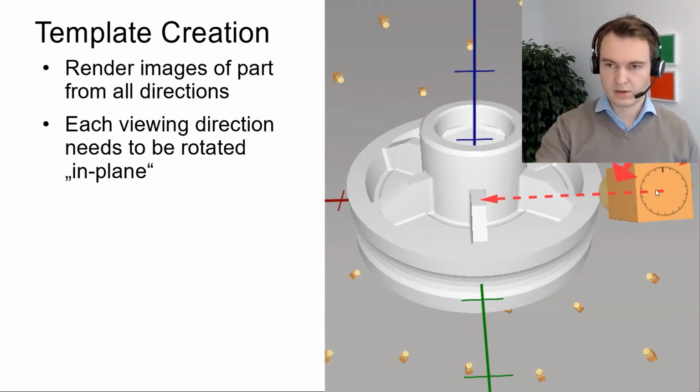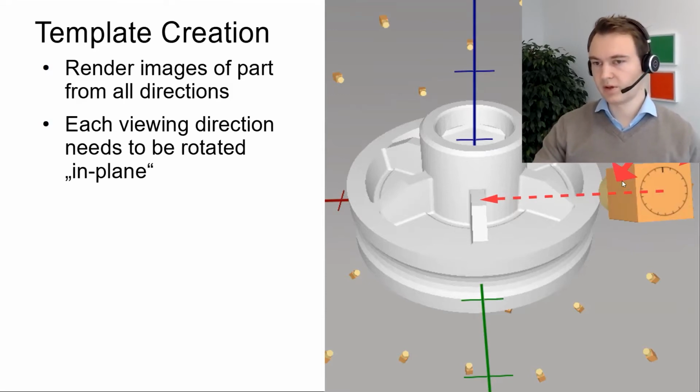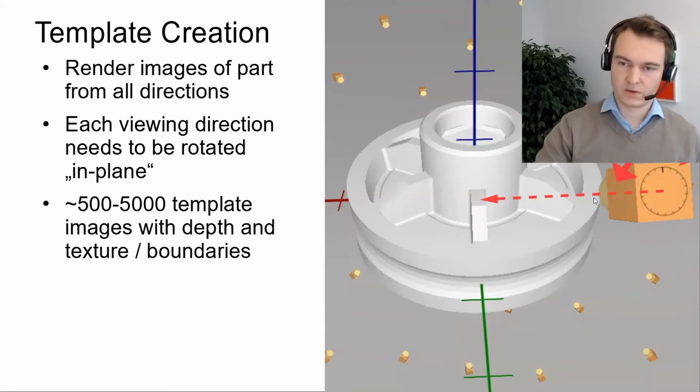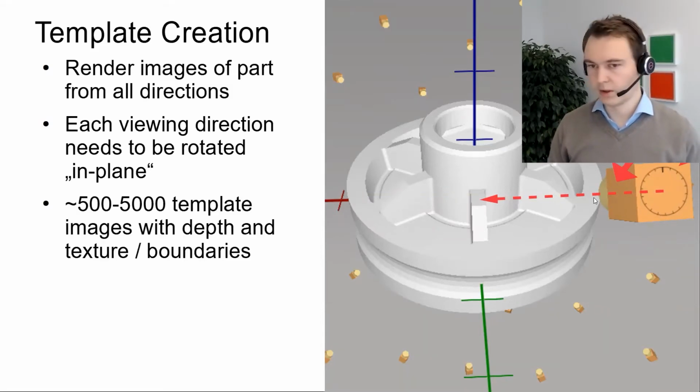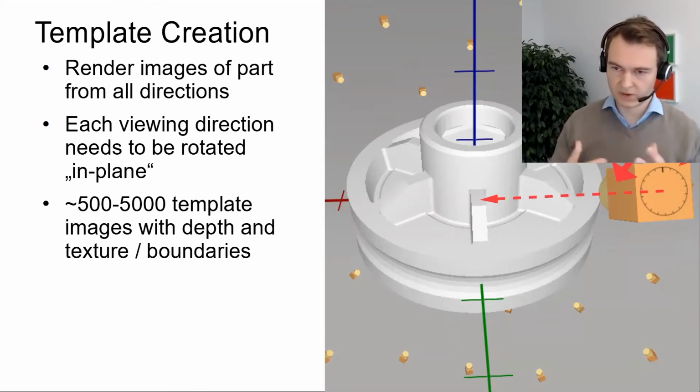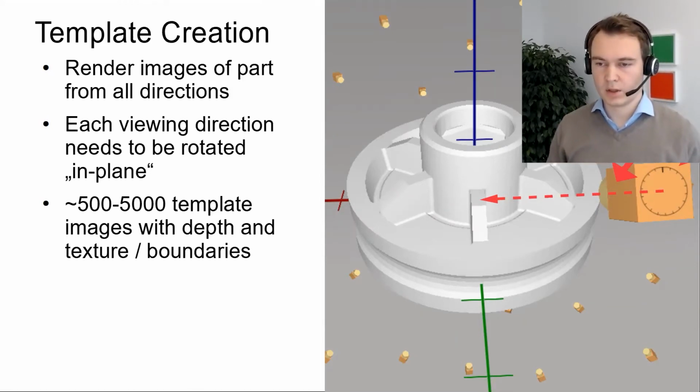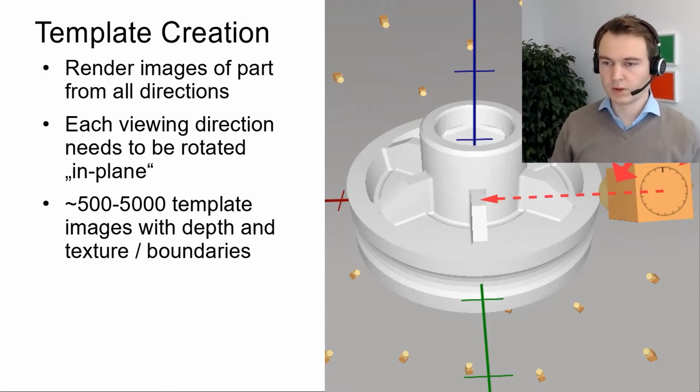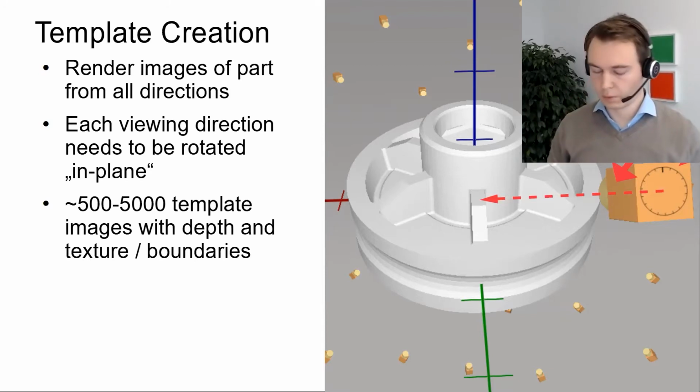And of course, this is not completely sufficient, because if we want to have a true template matching, we also have to consider orientations in this viewing angle. So in the end, we will end up with roughly 500 to 5,000 of these templates. And each view includes depth information, texture information, and the boundaries of the object from this view.